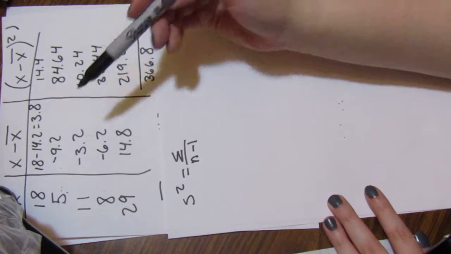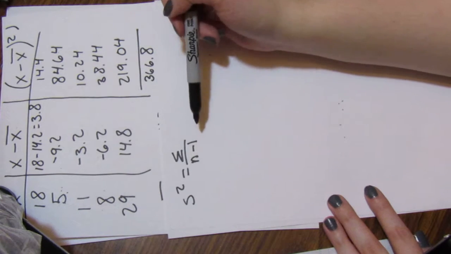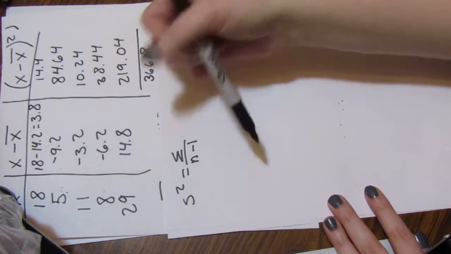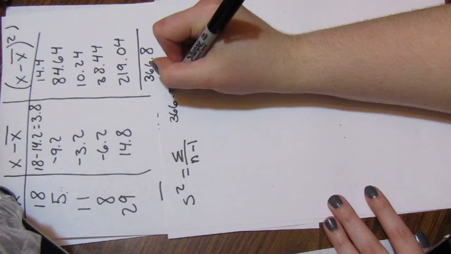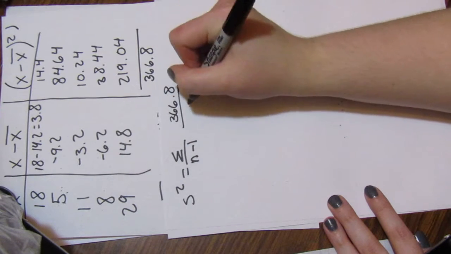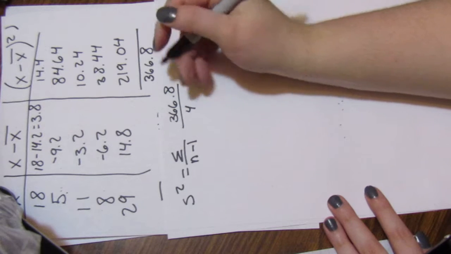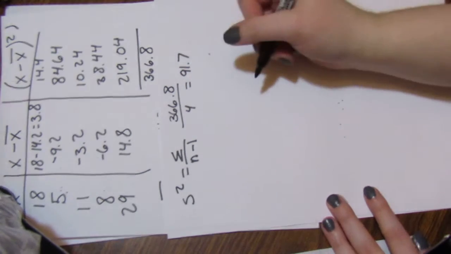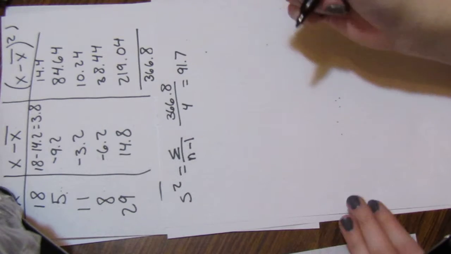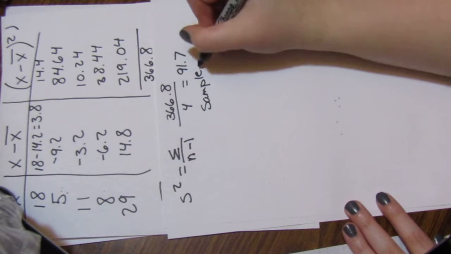So we have 5 cases here, which would be n, so 5 minus 1, or 5 data values. So we're going to do 366.8, which is the sum, over 5 minus 1. That's going to equal 91.7. And that is the sample variance.